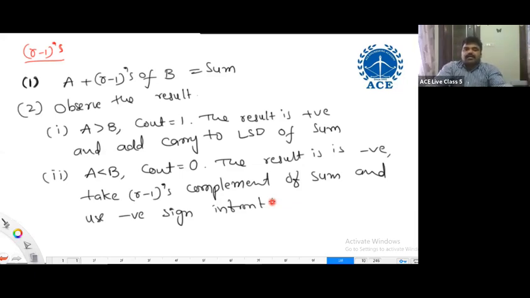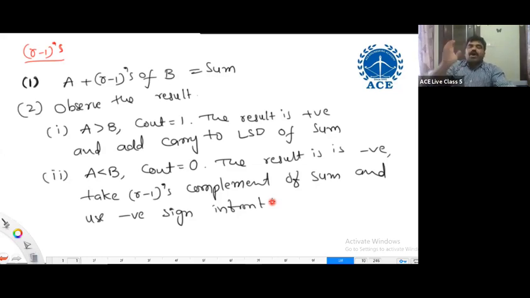Right? When result is negative, how to get result? Take respective complements of sum and use negative sign. If it is R's complement method, take R's complement of sum. If it is negative result, final carry out is 0. Final carry out is 0 is confirming result is negative. How to get result is we need to take respective complements and produce negative sign in front. If it is R minus 1's complement method, produce a negative sign after taking R minus 1's complement of sum.